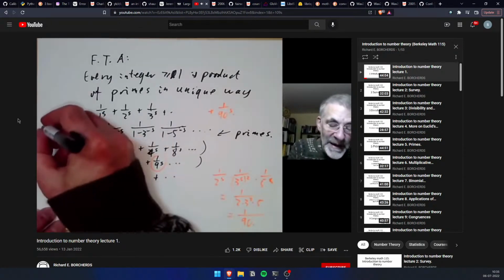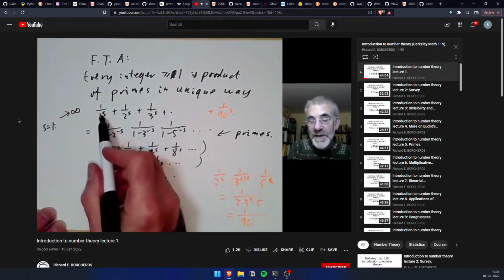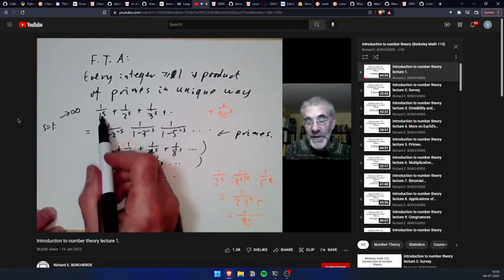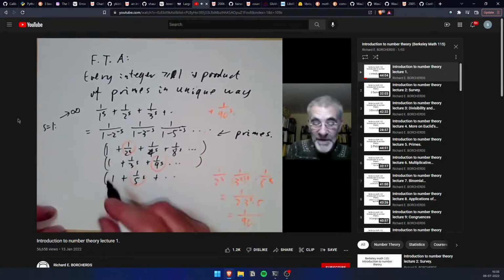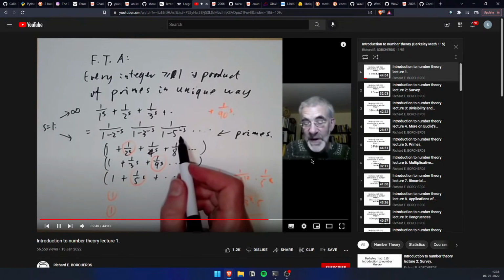What you do is you just take s equals 1, and now you notice this term here is infinite because it's just 1 plus 1 over a half plus a third and so on, which is infinite. So it means this product over primes must also be infinite.